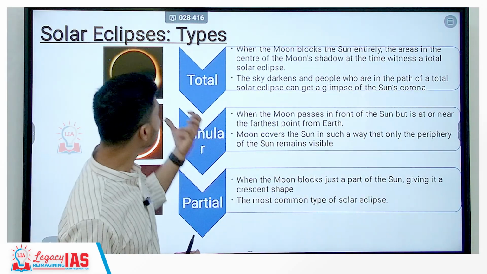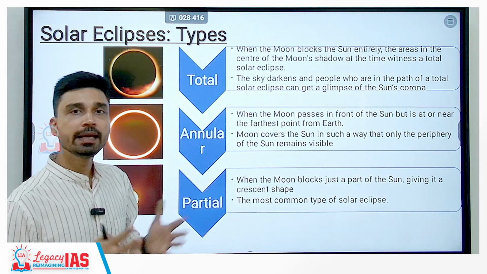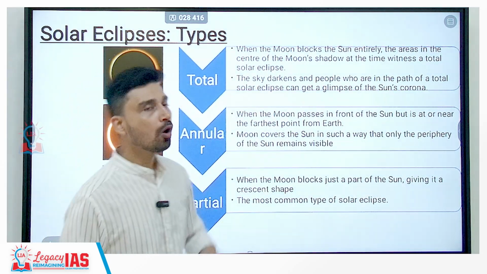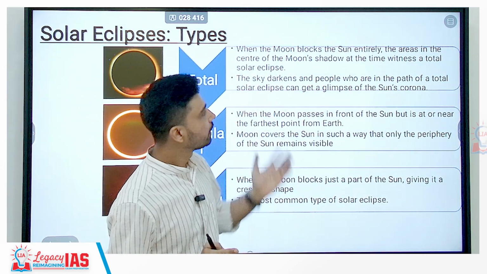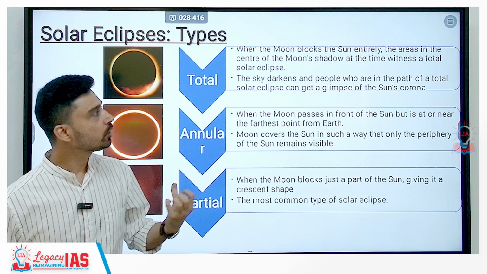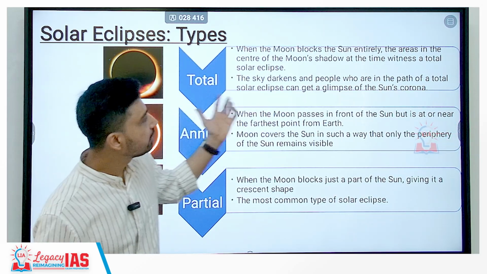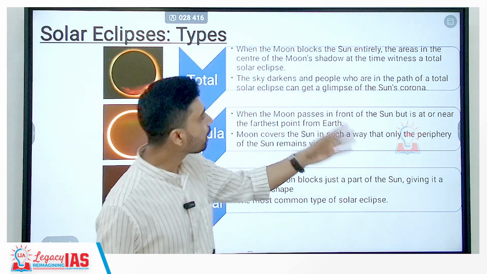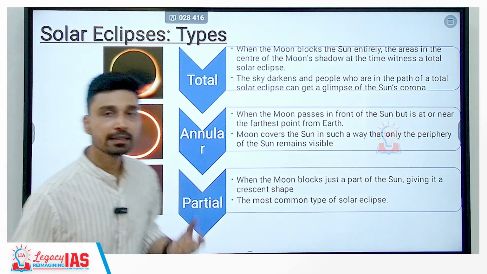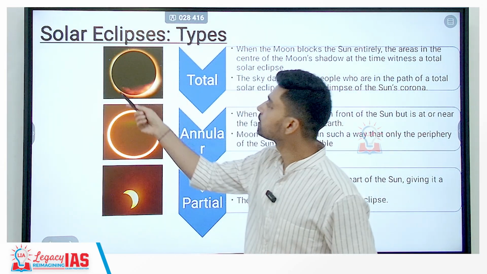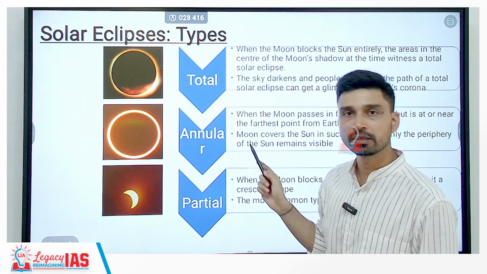So first of all, if we talk about the total solar eclipse, it happens when the moon blocks the sun entirely. The areas in the center of the moon's shadow at the time witness a total solar eclipse, and the sky darkens, and people who are in the path of the total solar eclipse can at that time get a glimpse of the sun's corona, as shown in this particular image.